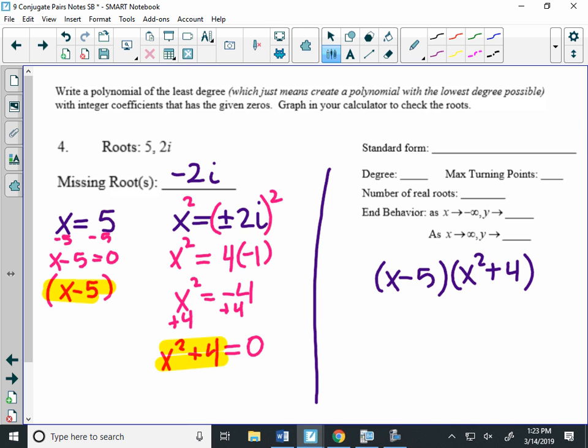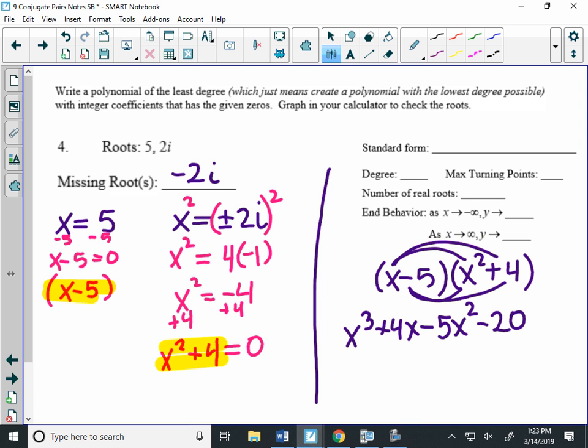So if you don't like multiplying this, it's not the unit for you. Right? x times x squared is x cubed plus 4x minus 5x squared and minus 20. Now all I have to do to put that in standard form technically is swap positions of those two, so we're in descending exponent order. So your standard form is going to be x cubed minus 5x squared plus 4x minus 20.